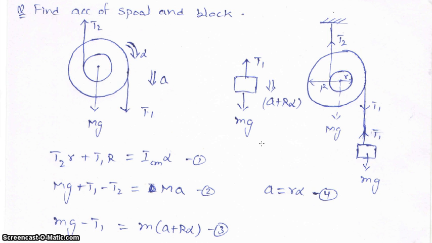So we got a equal to small r alpha from this point, and the acceleration of the block is a plus R alpha.